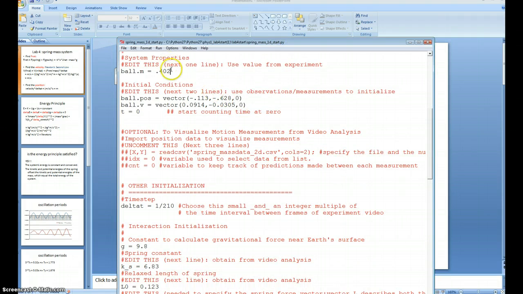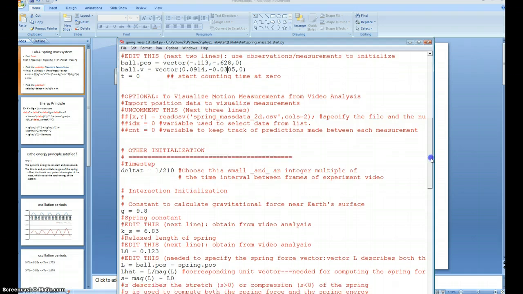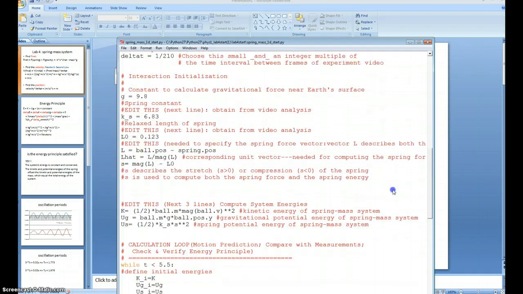We needed to know the mass of the object, which was given to us in the video. Then we have the position, which we got from the data that we used in Tracker. Next, the initial velocity, which also we used the data from Tracker, the first two time points. Then we also have gravity, the spring constant, the relaxed length of the spring. Then we have the magnitude of the spring, or not the magnitude, but the L vector. Then we have L hat, and finally the stretch of the spring.